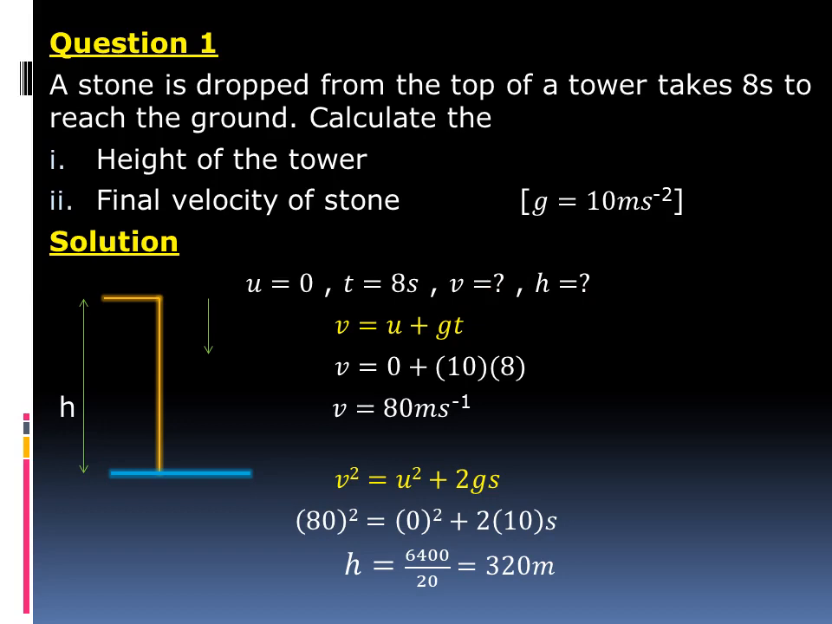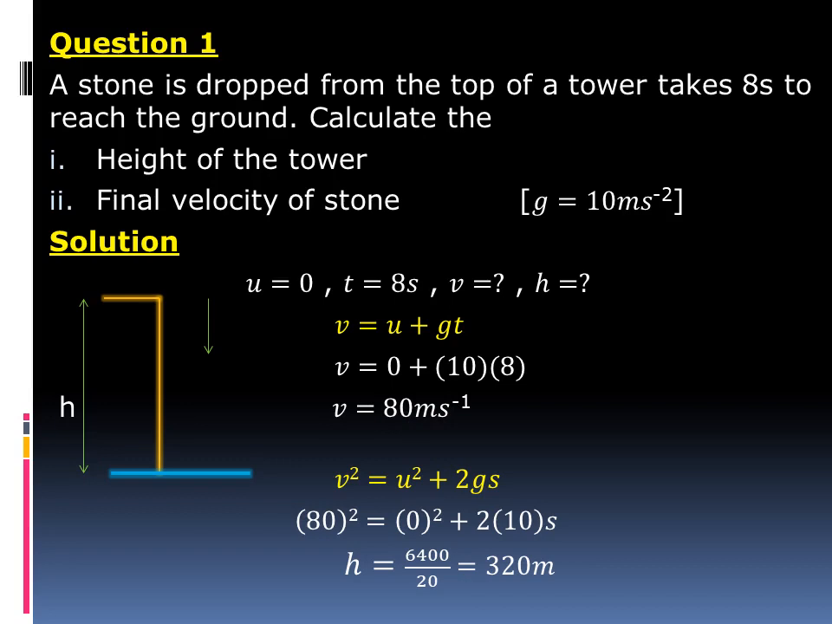We can choose to find v first, thereby solving the second part first. So we use the first equation, which is v equals u plus gt. It's plus because the body is moving down. This is a downward motion, so it's supposed to be plus. So we put in the parameters. u is 0, g is 10, t is 8. So we get v equals 80 meters per second. Hence this is the final velocity of the stone.